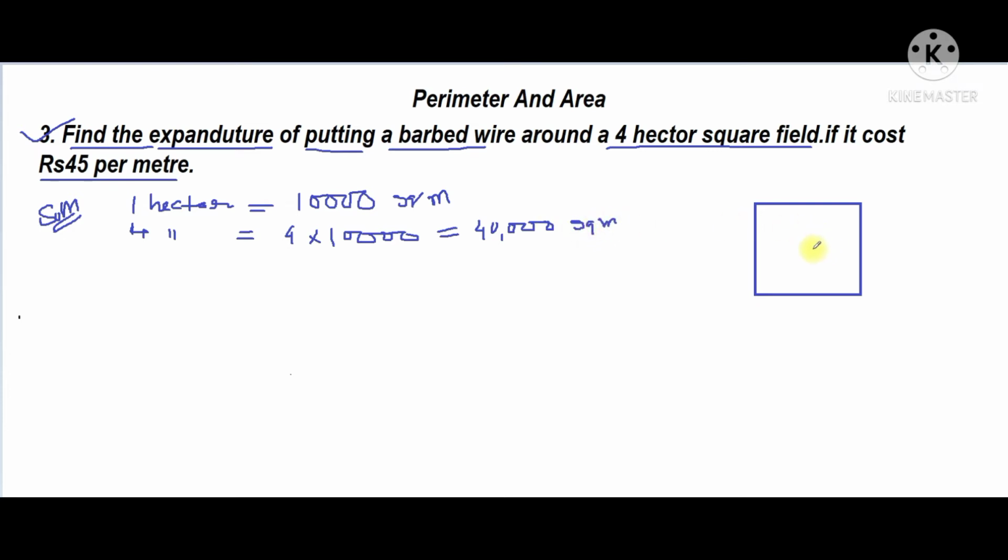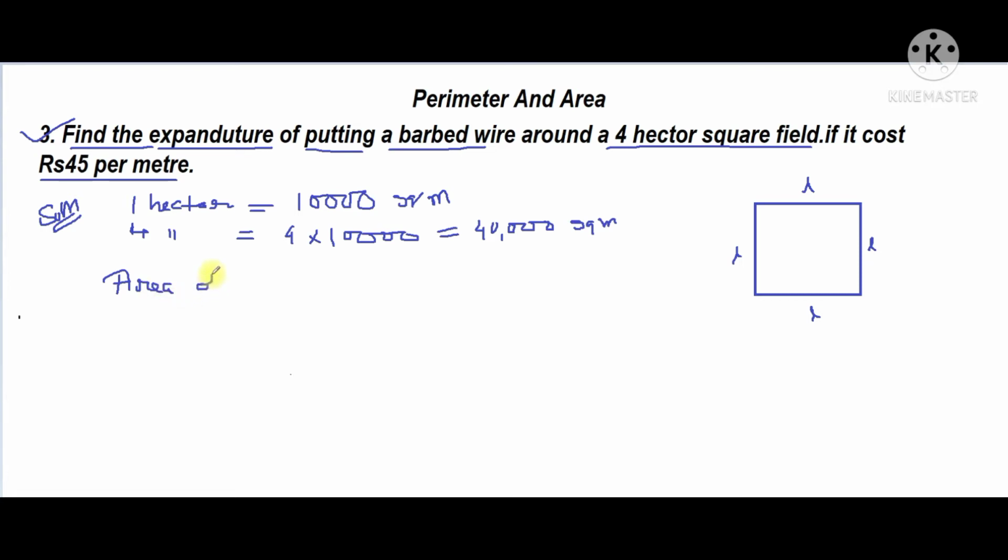So now from there we'll find the length of the sides. Because this is a square field, if I find the length of only one side, then we'll get the length of all four sides. All sides are equal to each other, right? The area of this field is 40,000 square meters. So we need to find the length of each side, right?